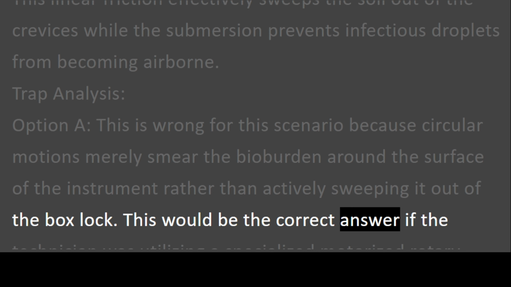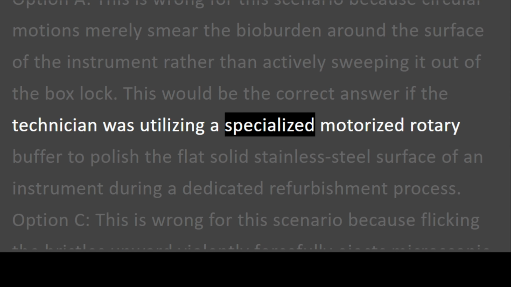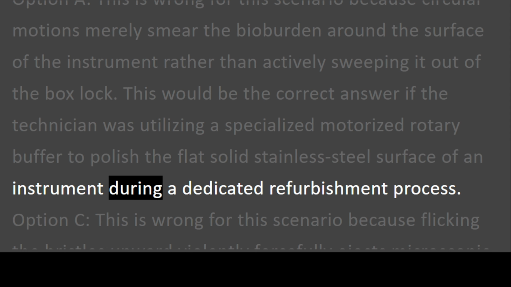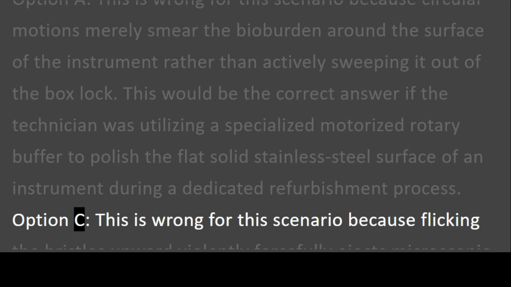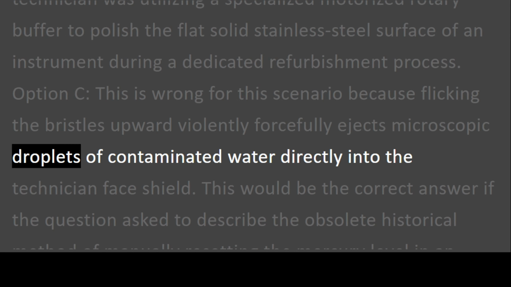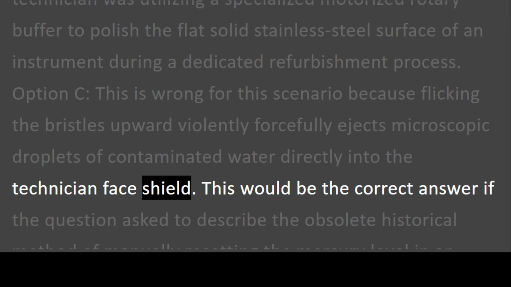This would be the correct answer if the technician was utilizing a specialized motorized rotary buffer to polish the flat, solid stainless steel surface of an instrument during a dedicated refurbishment process. Option C. This is wrong for this scenario because flicking the bristles upward violently forcefully ejects microscopic droplets of contaminated water directly into the technician face shield.